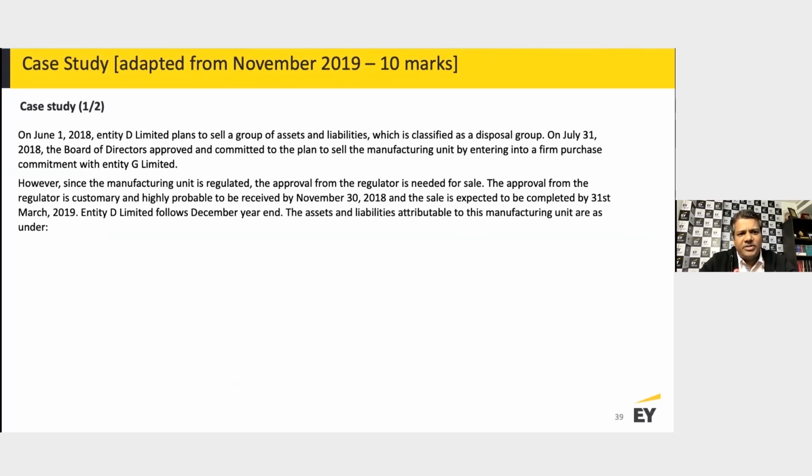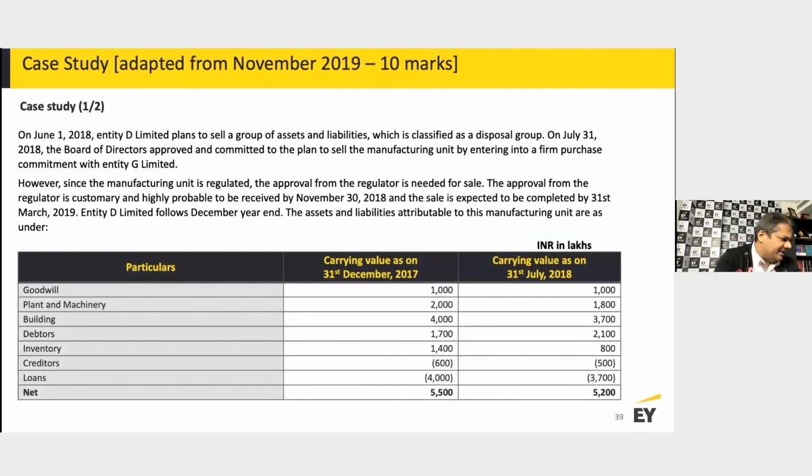However, since the manufacturing unit is regulated, approval from the regulator is needed for the sale. The approval from the regulator is customary and is highly probable to be received by November 30, which means within 12 months. And the sale is expected to be completed by 31st of March, 2019. Entity D Limited follows a December year-end. The assets and liabilities attributable to this manufacturing unit are as under. I have goodwill, plant and machinery, building, debtors, inventory, creditors, loan, with a net total of 5,500. Amounts are in INR lakhs.